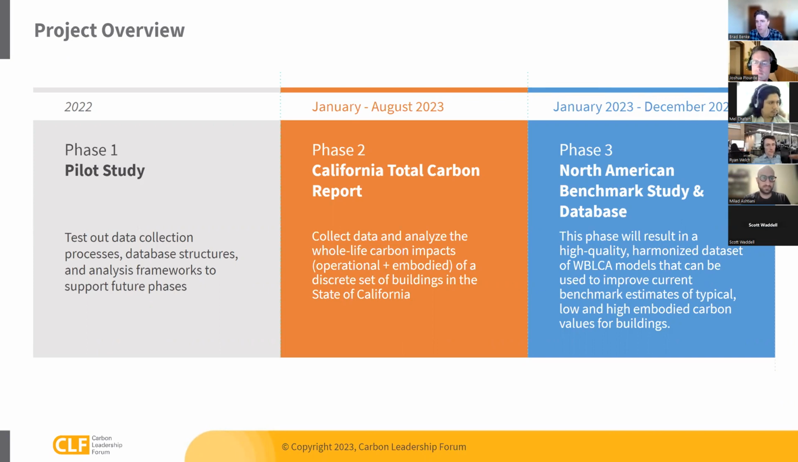The larger North American benchmark study, kicking off already at the same time, but going into 2024, perhaps maybe a little bit beyond, will be the full North American analysis of embodied carbon benchmarks, where we're developing a harmonized data set of whole building LCA models that can be used to improve current benchmark estimates of typical low and high embodied carbon values for buildings, and hopefully a lot more. So these distinctions between phase 2 and 3 aren't super critical for folks to understand, but there are a little bit of differences between the data types that we're collecting. So hopefully that will become more clear.